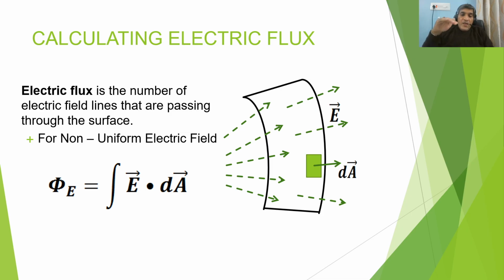In the figure, these dotted arrow lines are generated by the charge which is put inside the surface. Here is a solid green shape which represents the area vector. It is perpendicular to the surface, and the formula comes out to be phi E equals integral of E dot dA. This formula takes this form because we are taking a continuous charge distribution.